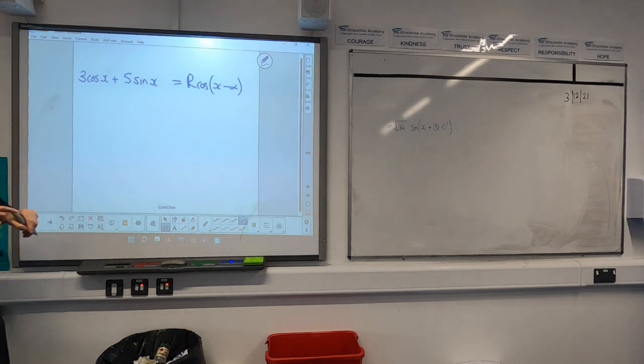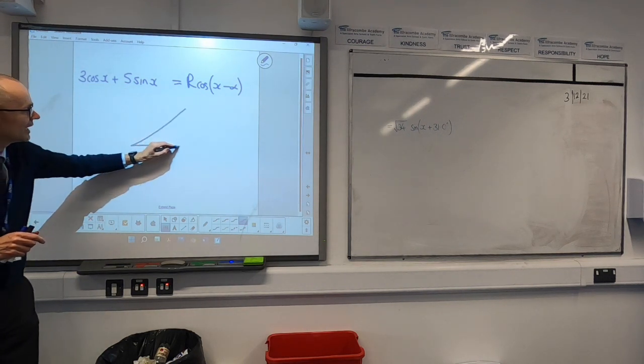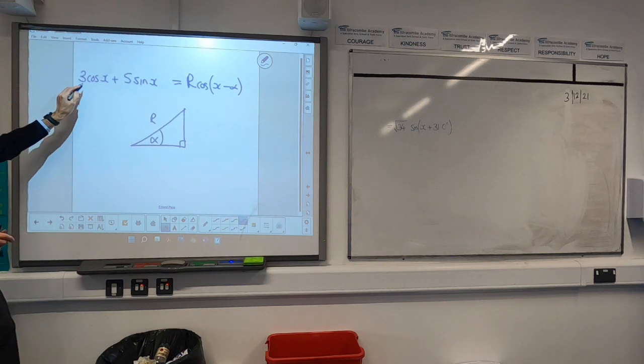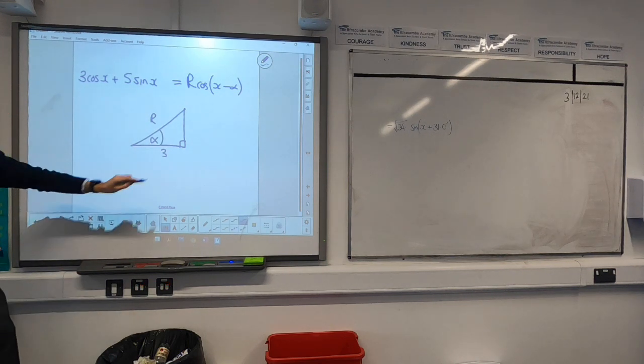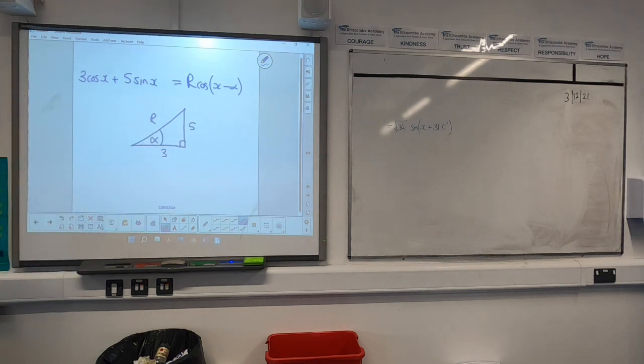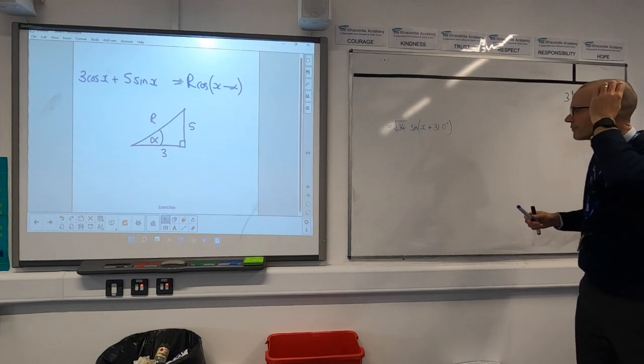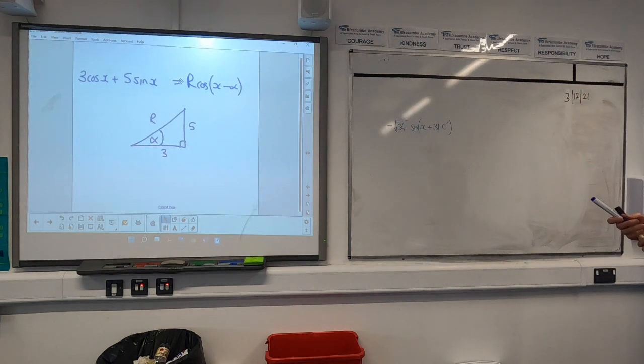So it's lined up, same right angle triangle, r, alpha. The first coefficient goes there, the second coefficient goes there. Do we get the same answer? That's the question. Have a go.